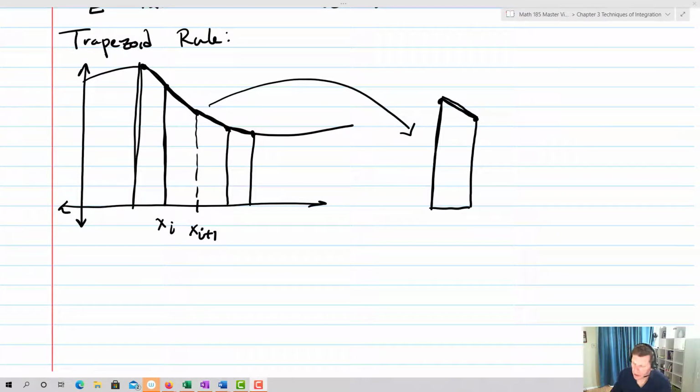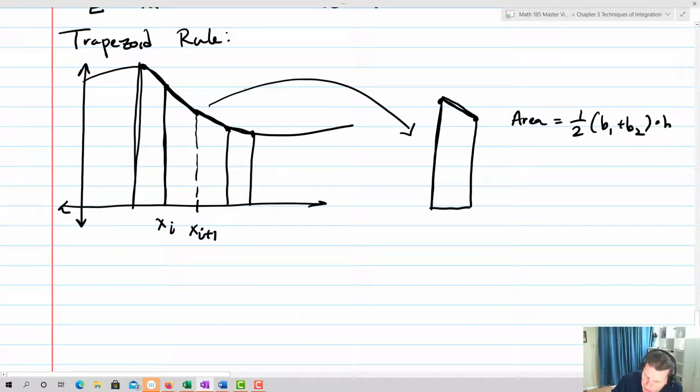Well, the equation for a trapezoid is going to end up with the area equals 1/2 times base 1 plus base 2, times the height, h. And so what we want to do is imagine that this is base 1, and this is base 2, and then my height is my delta x.